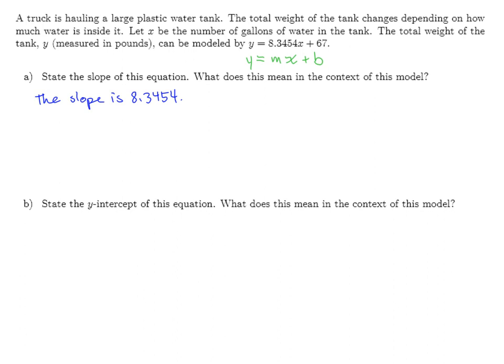Now, thinking about what that means, think about what we know about rates of change. Every time x increases by 1 unit, y is going to increase by 8.3454 units. We'll note that that slope is positive, so as x is increasing, y is also going to increase.